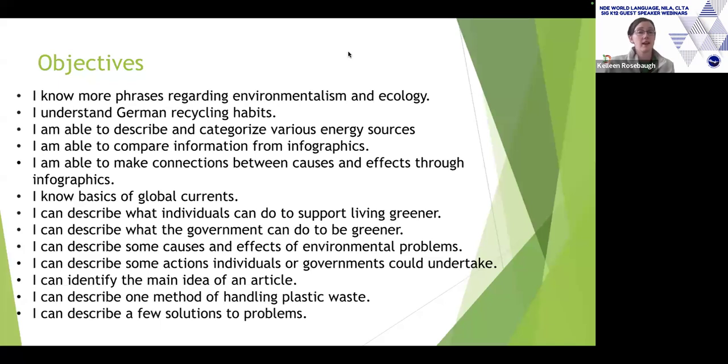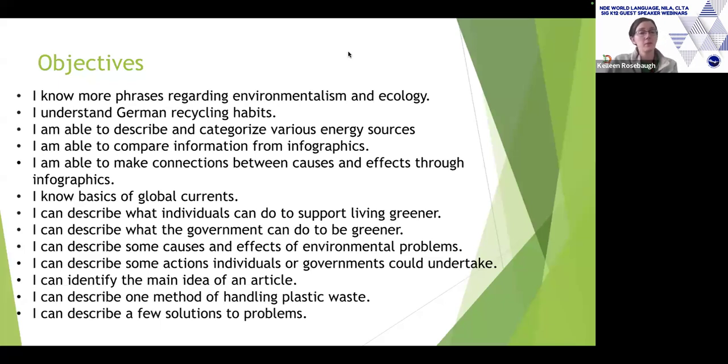Students are able to describe and categorize various energy resources, such as what is considered green technology, what is considered a fossil fuel, and how do those work. And I'll show you some examples of how students describe that, which are enjoyable later. Students will be able to compare information from infographics, and I'll have examples of what those look like. They're really well set up for comparisons. They're able to make connections between causes and effects through infographics. You do need the right kind of infographic to make that work, and it's useful to talk to kids about that.